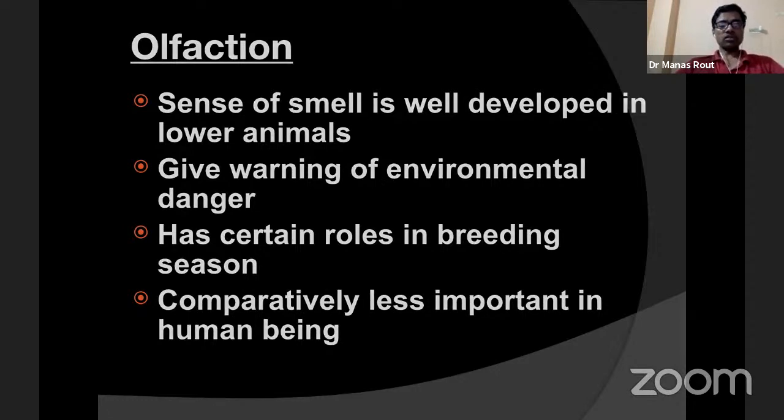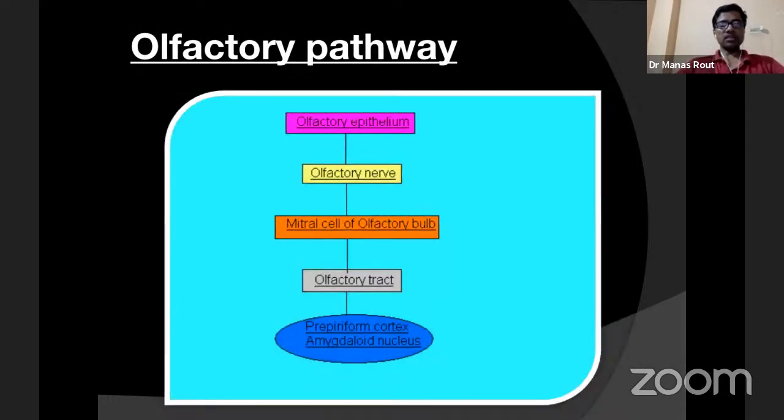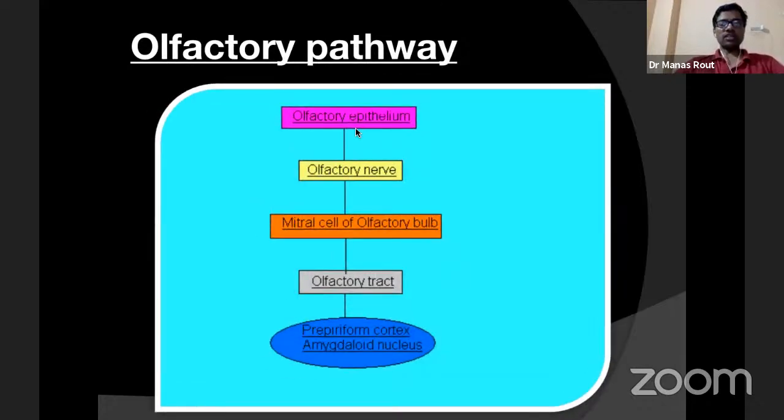This is a question for you: the pathway of olfaction. The olfactory epithelium is situated in the olfactory area, that is at the roof of the nasal cavity, and a little bit at the upper part of the septum and the upper part of the lateral wall. It constitutes the olfactory fibers. These olfactory fibers enter the intracranial cavity through the cribriform plate. The cribriform plate has small holes, and through those holes the olfactory axon fibers enter into the intracranial cavity.